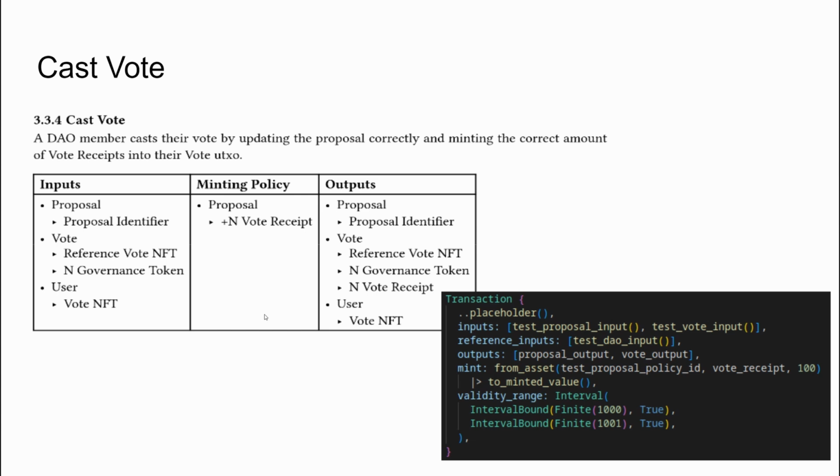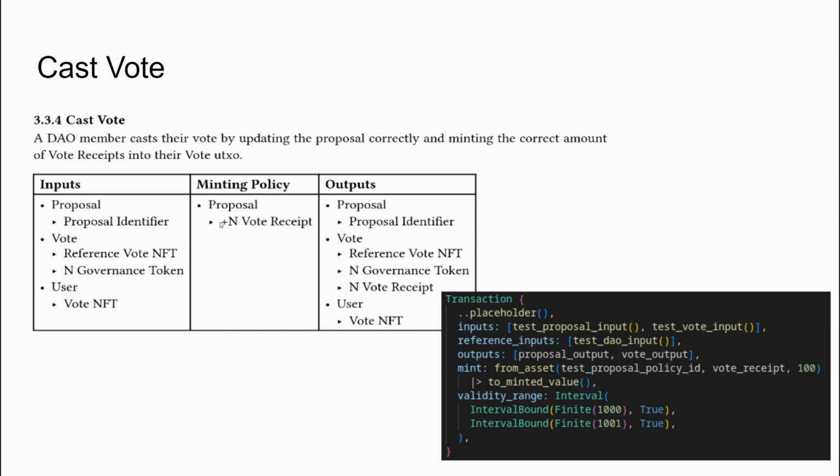So once the user has the vote UTXO or their vote NFT, and there is a proposal that is active, they can cast a vote on it. So in this transaction, the proposal is updated with the new vote counts. The user's vote UTXO is updated with vote receipts, which keep track of which proposals the user has voted on, and to prevent them from voting twice on the same proposal. And of course, the user wants to keep their vote NFT.